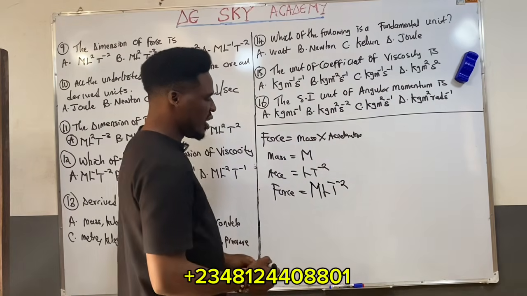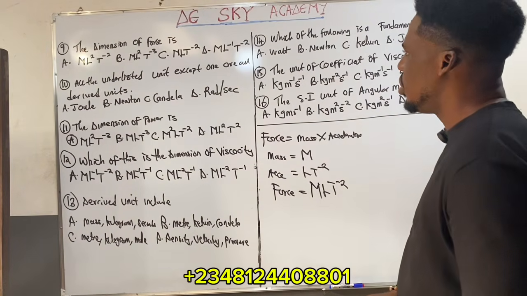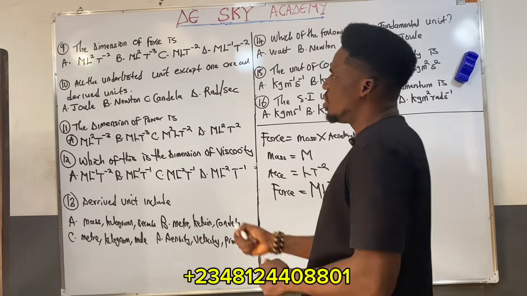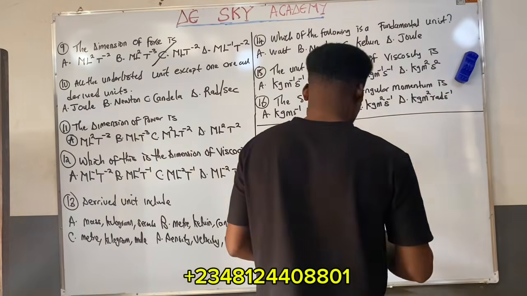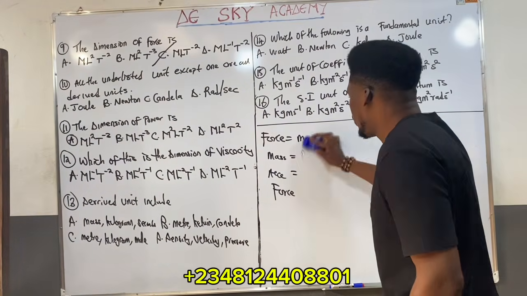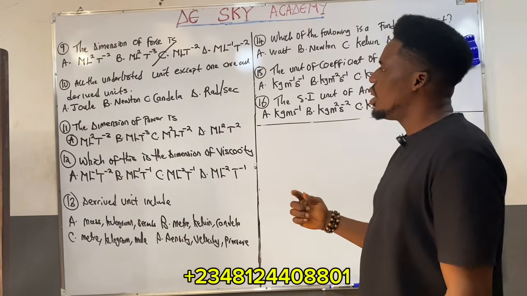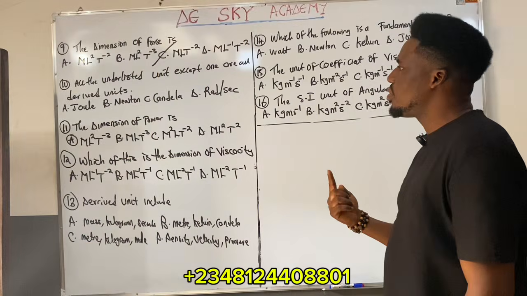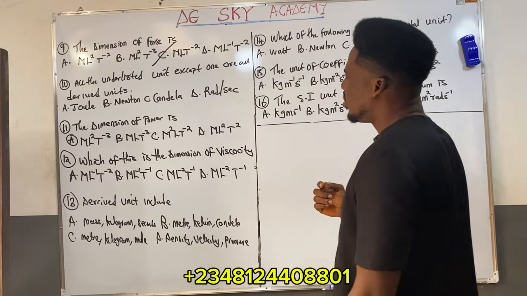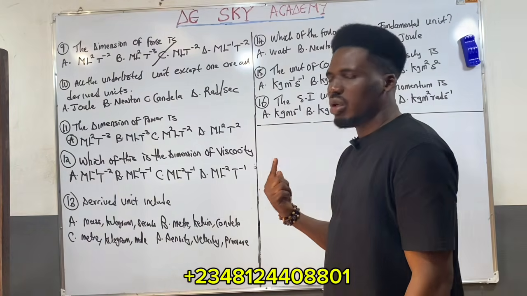So do we have anything like MLT⁻² in the options? Option A, no. Option B, no. Option C, yes. So the dimension of force is option C, which is the correct answer, MLT⁻². Let's go to question number 10. It said all the underlisted units except one are derived units. So I want to look at the one that is not a derived unit among all of them.